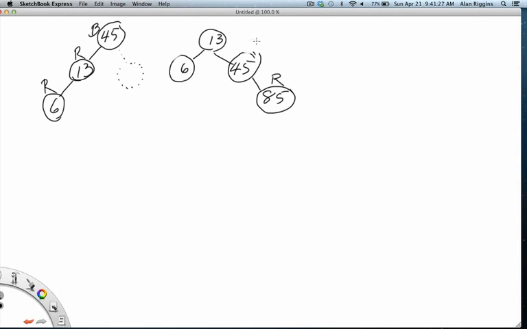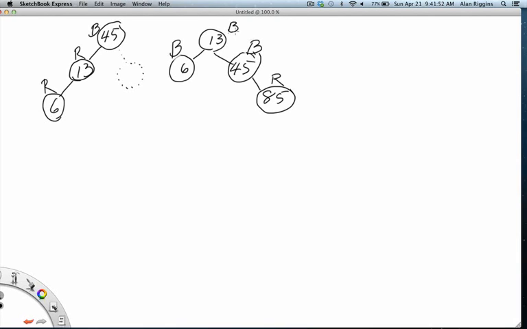So recoloring, we have the pattern red, black, and black. But because the 13 is the root node, it cannot stay red. So we're going to go ahead and switch this back to black. So again, we have the same number of blacks down every path. There are only 2 paths.